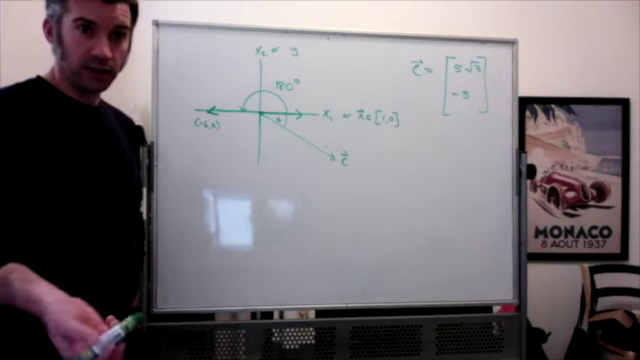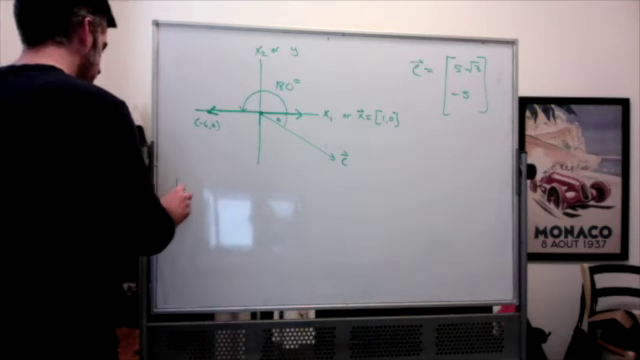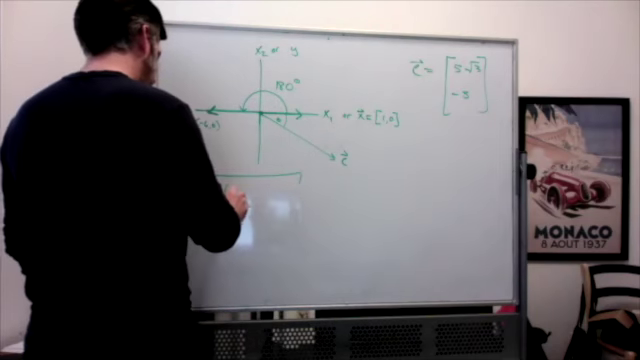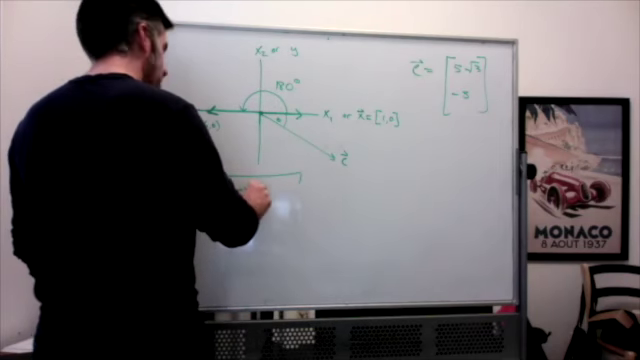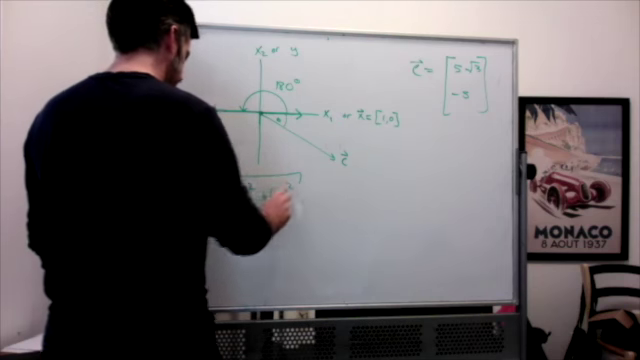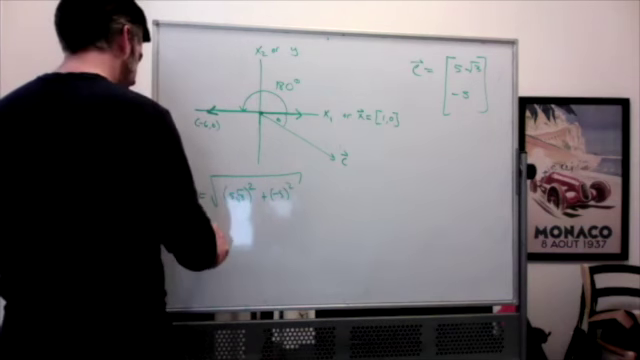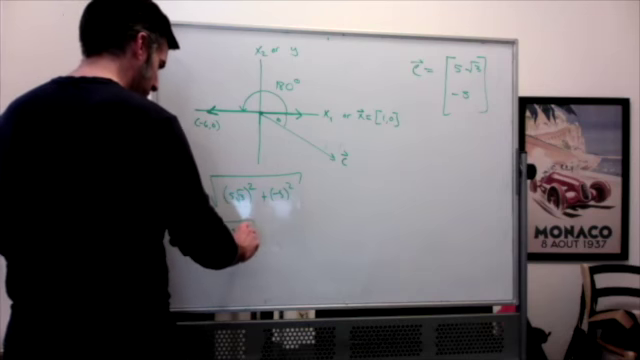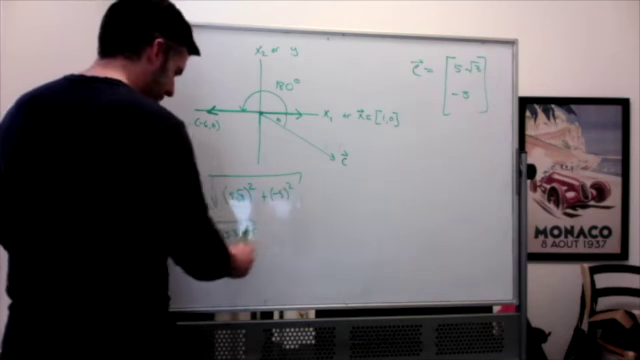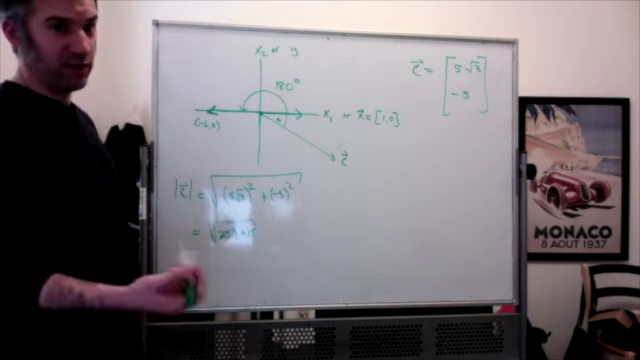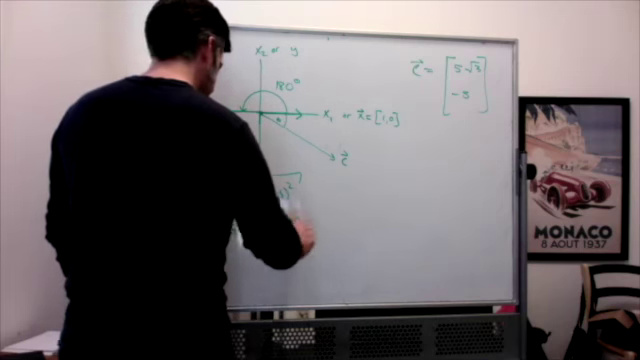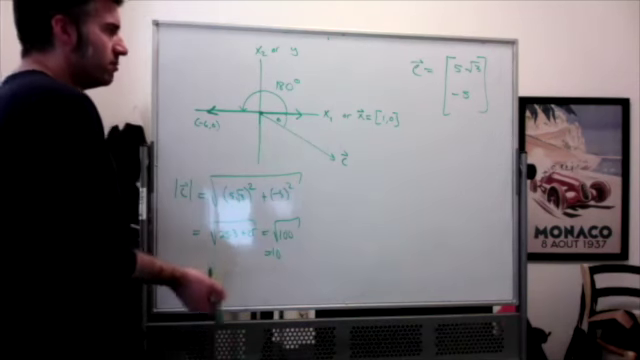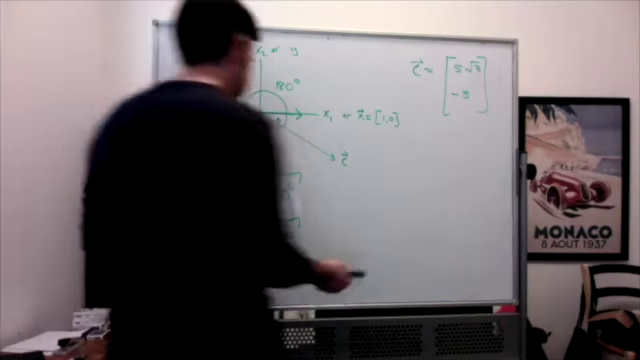All right, so same process. What's the magnitude of c? The magnitude of c is the square root of 5 root 3 squared plus negative 5 squared. So let's see, 5 squared is 25. Square root of 3 squared is 3. Plus negative 5 squared is 25. 3 times 25 is 75. 75 plus 25 is 100. So you get the square root of 100, which is 10. That's nice. So the magnitude of c is 10.